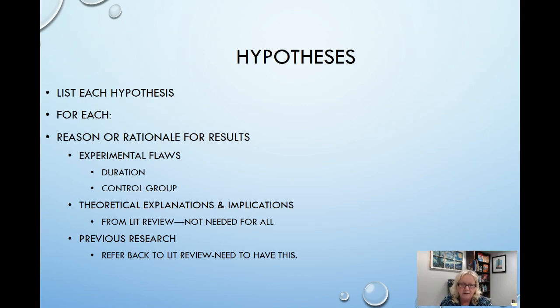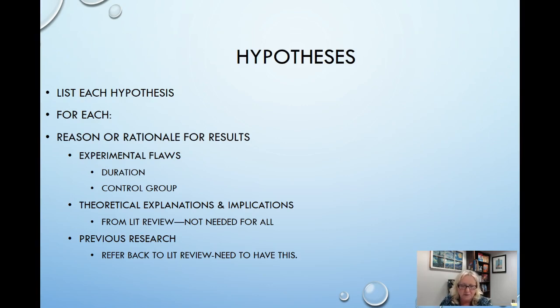You can talk about theoretical explanations and implications from the lit review. You might not have a theoretical explanation for each one, but if there was something that directly points to it, something that the literature that you found indicates that this theory has been developed and the theory was supported or not supported in your hypothesis, you can mention that.